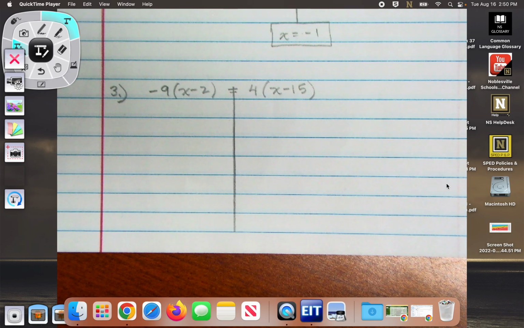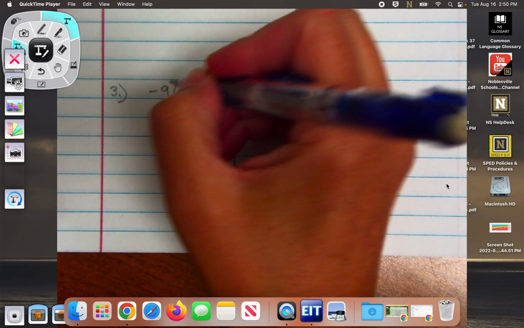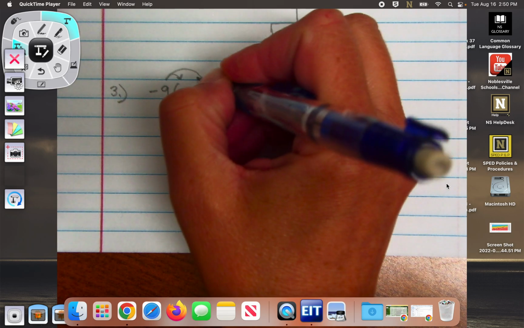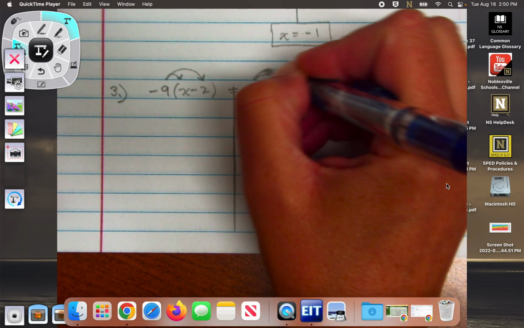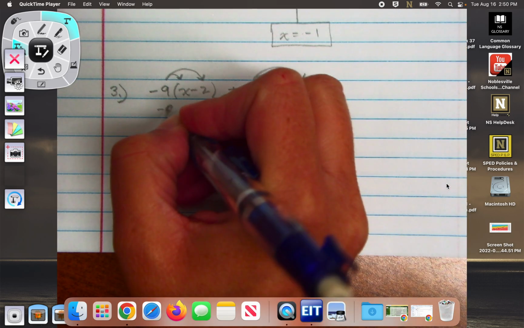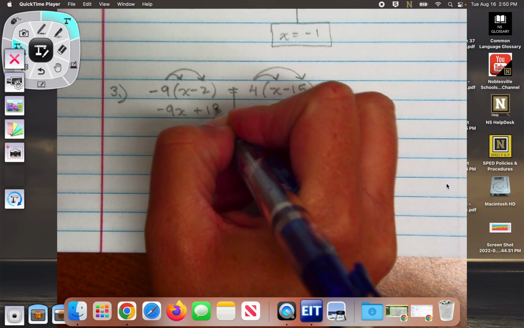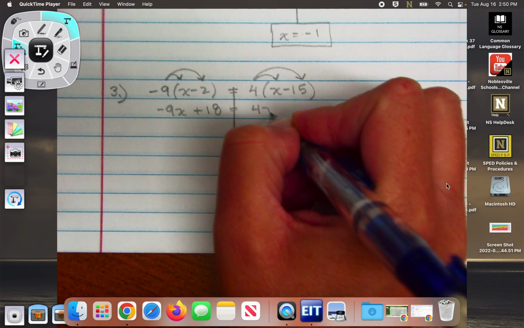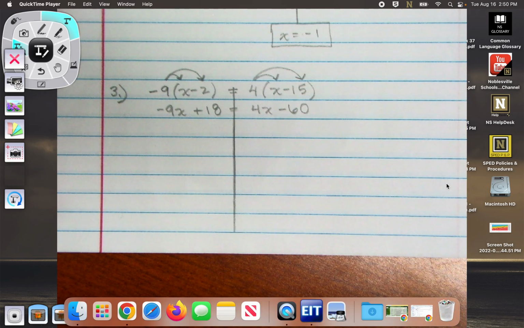Yeah, I understand. Trust me, I know, but sometimes it's hard to visualize it when you're going across and you have variables. So I'm going to do my distributive property on both sides, so I'm going to get negative 9x plus 18 equals 4x minus 60.